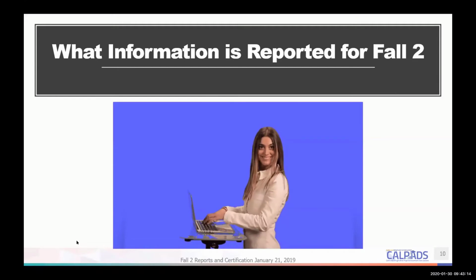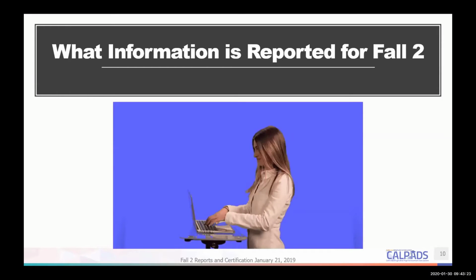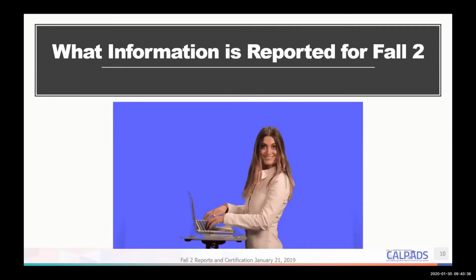So let's talk about what information is reported in Fall 2. And so this is always a good time to pause and allow those of you who already know to share in the chat. Not so much the file types, but generally what information is reported in Fall 2. What are we getting from these file types, if you would be so kind?